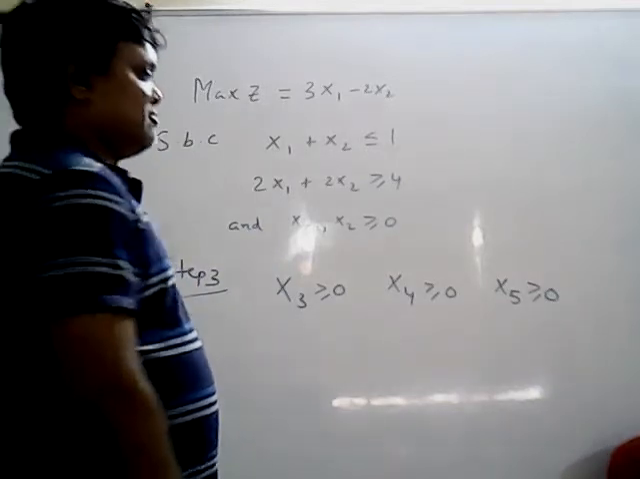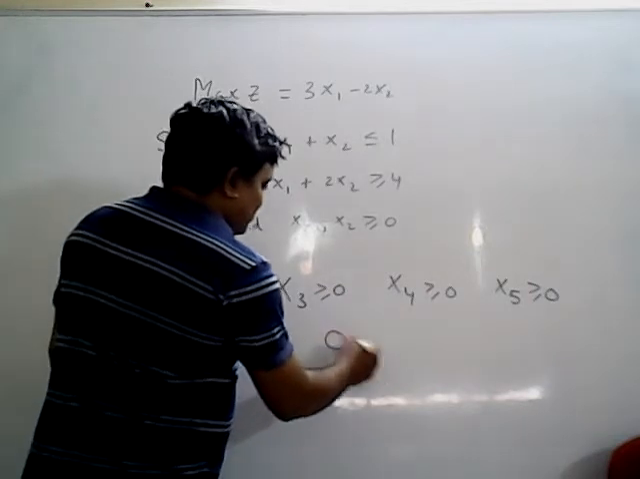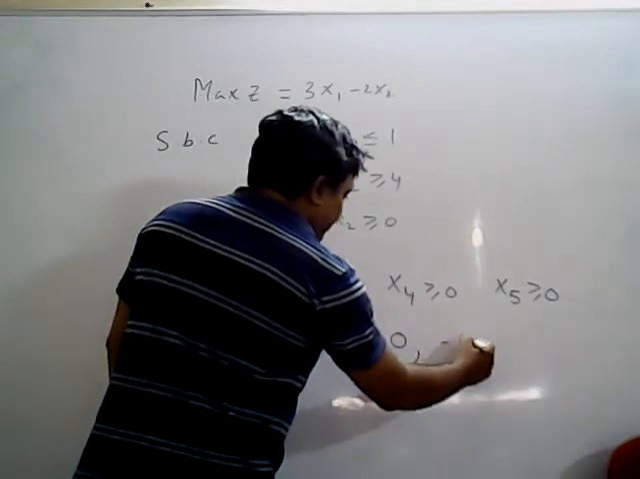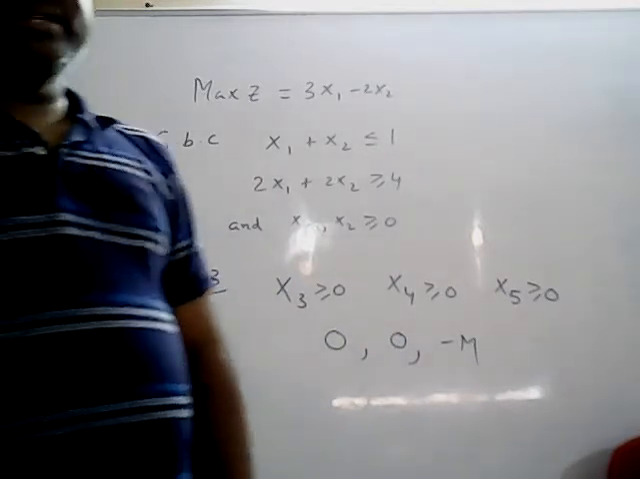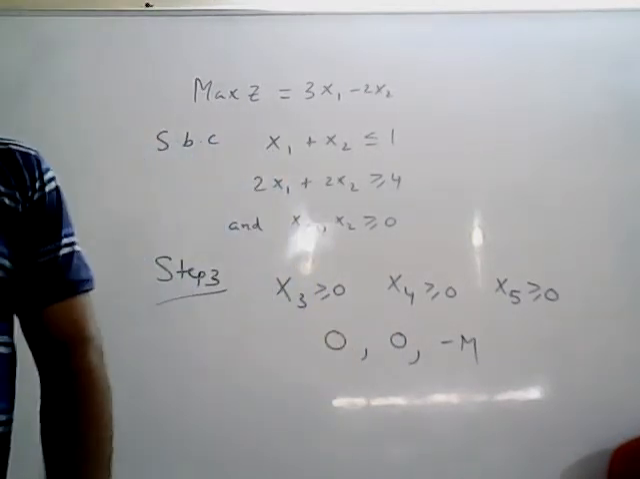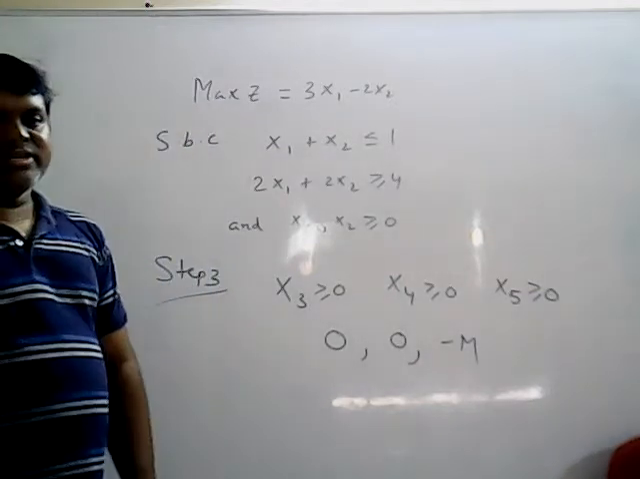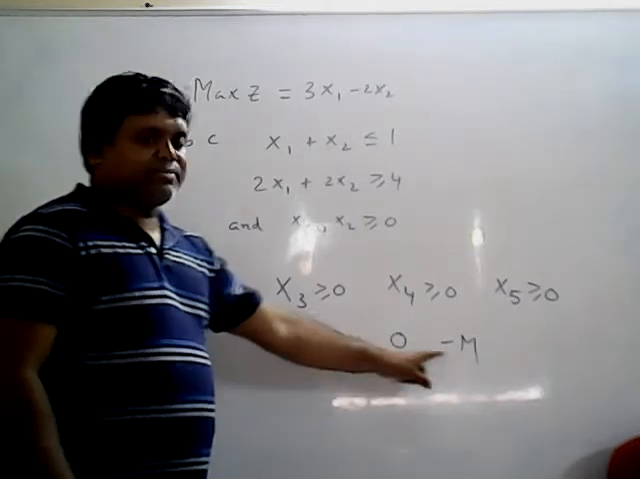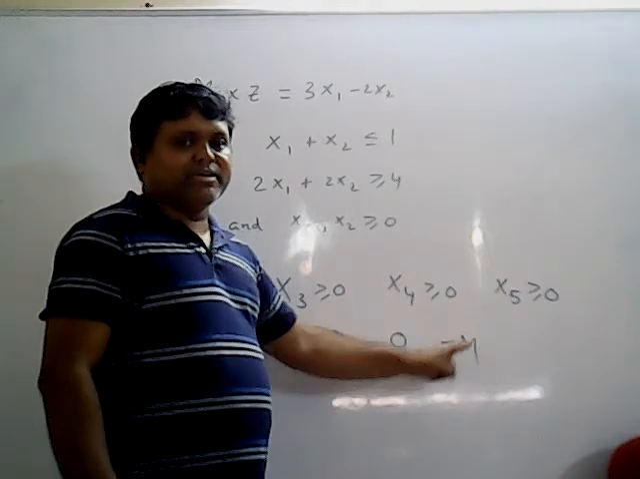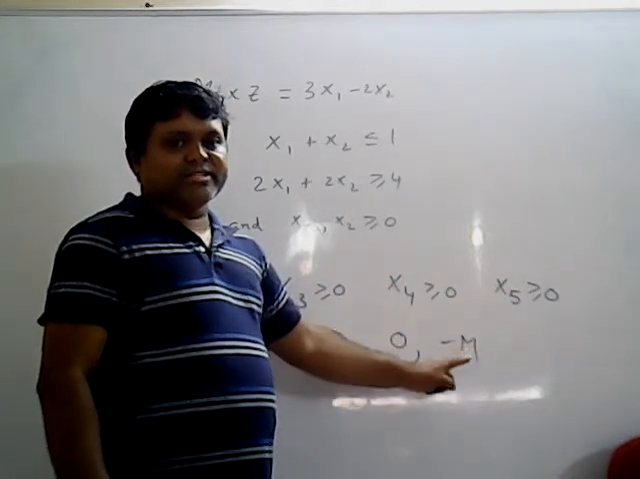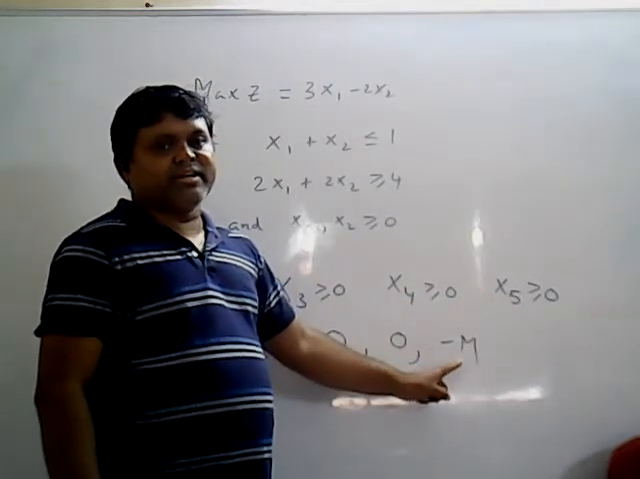And put the cost of these variables equal to 0, 0, minus m respectively in the objective function. Slack variable has 0 cost, surplus variable has 0 cost, and the artificial variable is minus 1 in the big M method, and minus 1 in the two phase method as well. So this is the big M method, one artificial variable is there, so the big M penalty is minus m.